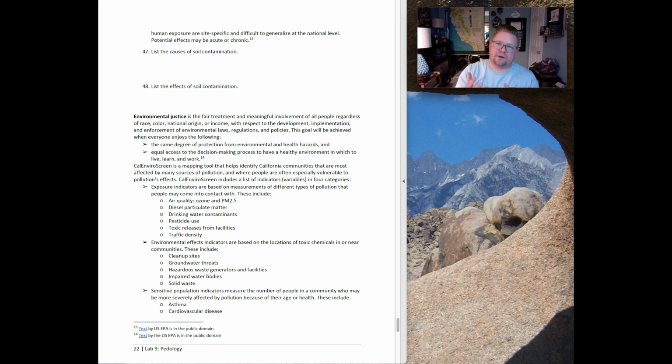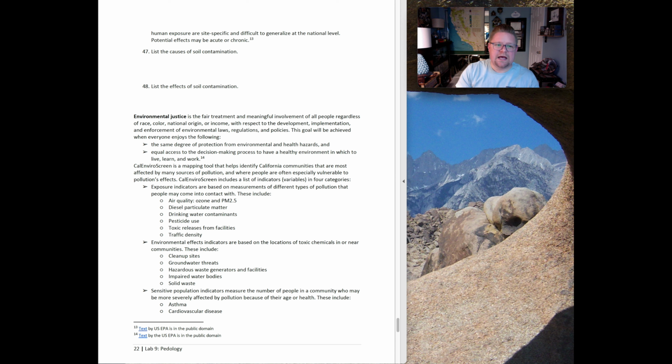So as you learn more about what causes soil contamination and list the effects of soil contamination, that brings us into environmental justice, which is the fair treatment and meaningful involvement of all people, regardless of who you are, what walk of life, or where you're going. And it really talks about those and the laws that are in place to protect those people. The goal will be achieved when everyone enjoys the same degree of protection from environmental and health hazards, equal access to decision-making processes to have a healthy environment, to have clean drinking water, and to have natural resources available to you.